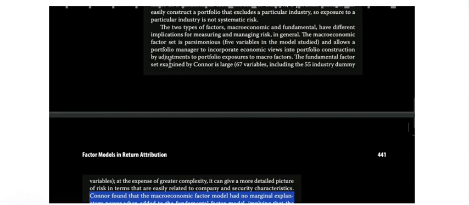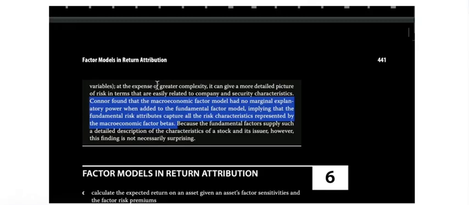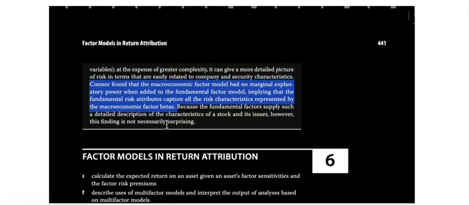The fundamental factor set examined by Connor is large, 67 variables, 55 industry dummy variables. At the expense of greater complexity, it can give more detailed picture of risk in terms that are easily related to company and security characteristics. And this becomes important. Connor found that the macroeconomic factor model had no marginal explanatory power when added to the fundamental factor model, implying that the fundamental risk attributes capture all the risk characteristics represented by the macroeconomic factor betas.